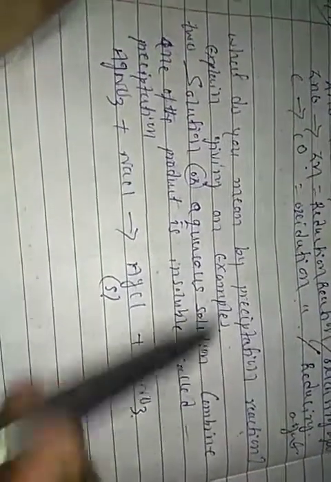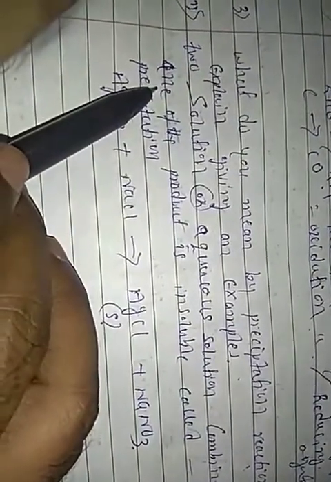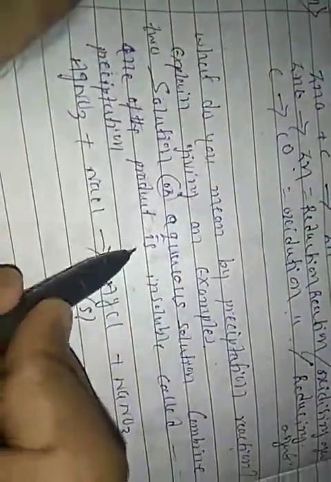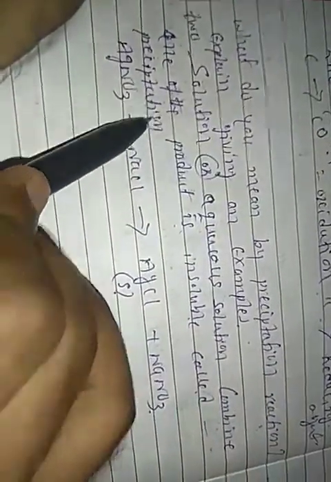What do you mean by the precipitation reaction? What is the meaning of precipitation reaction? And give an example. Two aqueous solutions combine with each other, and one of the products is insoluble, called a precipitate. Last time we have discussed this one students. Two chemical reactants in aqueous solution form react with each other, and one of the products is solid, which we call the precipitate. The other is in liquid form.